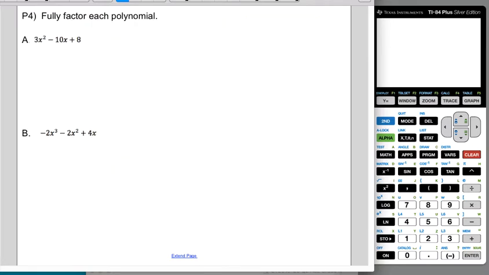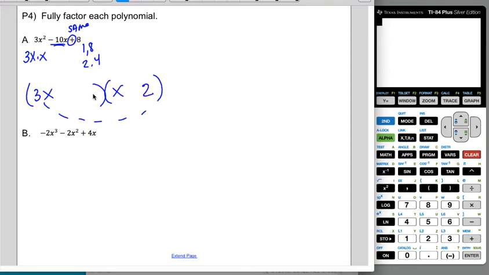Go ahead and try a P4, same basic thing, right? So here I've got a 3x and an x, and I look at 8 and think, okay, that's a 1 and an 8 or a 2 and a 4. The plus means they have to have the same sign, so I need them to add to a negative 10. Well, I know I have a 3x and an x, so my thought, if I want them to add to a negative 10, is that I probably want the 6 and the 4, because together those would add to the negative 10. So this is a negative 2 and a negative 4.